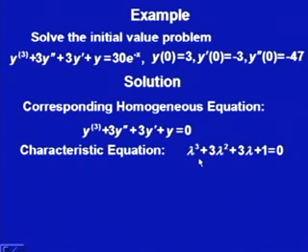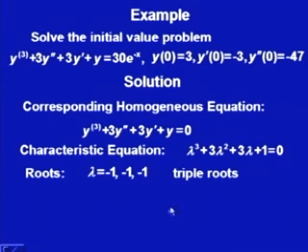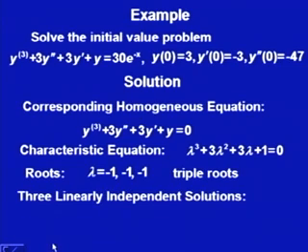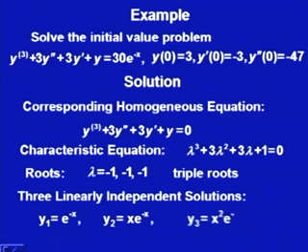This lambda cube + 3 lambda square + 3 lambda + 1 is nothing but (lambda + 1) whole cube. So, what will be the roots? The roots are lambda = -1, -1 and -1, that is, a multiple root, rather a triple root. This is a third order equation and we are getting a triple root. So, what will be the basis of the solution for this homogeneous equation? As we know, the linearly independent solutions are e^(-x), then x e^(-x), and then x^2 e^(-x).